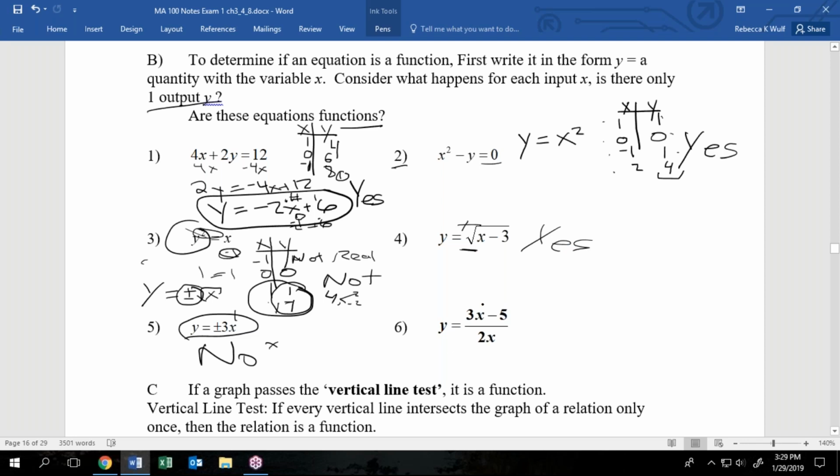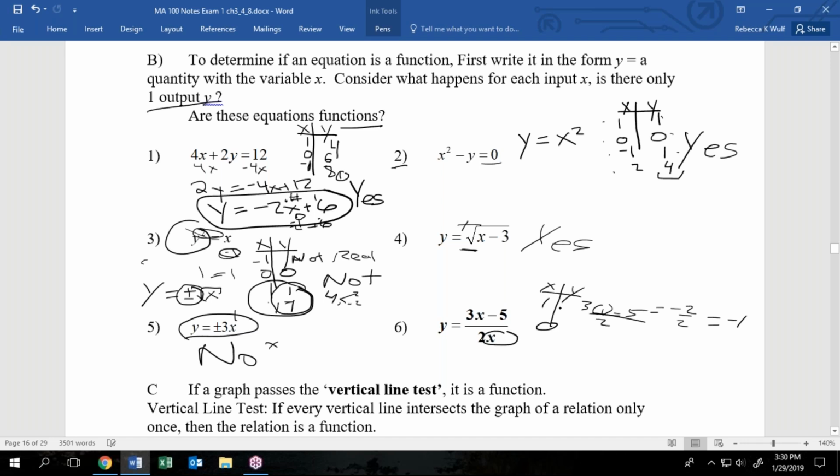Number 6, you may have not encountered a rational expression yet, but even with this rational expression, I can test out some values. We already have y in terms of x, so that's at least good news. So for instance, I can plug in 1, 3 times 1, minus 5 divided by 2. Now, if you're bad at fractions, you're going to have to get over it, but I really care, did I get one answer? That's a yes.